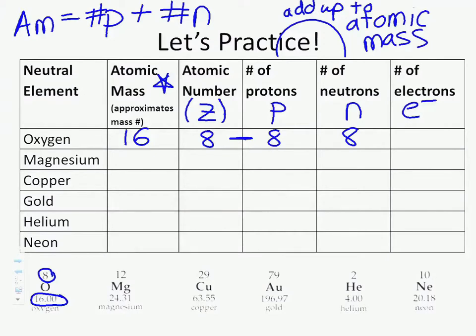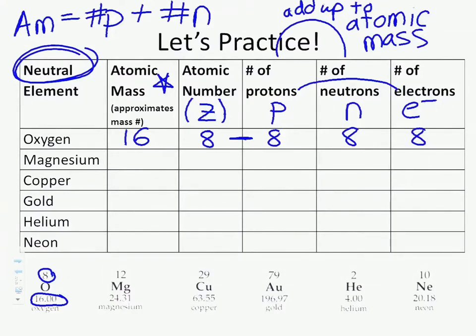Okay? Then the last column, number of electrons. We're assuming all of these are neutral. Okay, that was given to us in the prompt. These are all neutral elements. So if it's neutral, then that means your positive charges have to be equal to your negative charges. So for this example, your protons will always be equal to your number of electrons. So if you have 8 protons, you have 8 electrons.